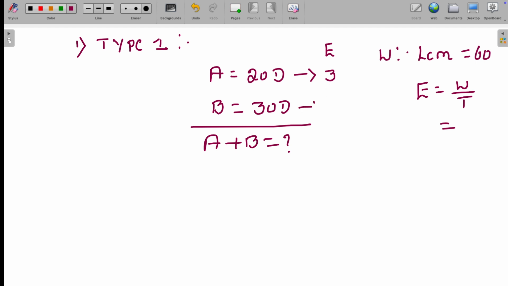Can you tell what is the capacity of B? 2. 60 divided by 30. Now A plus B complete in one day 5 parts of work. Now 60 parts is the work, and every day they can complete 5 parts, so how many days will A plus B take? 12 days. A plus B can complete that same job in 12 days.